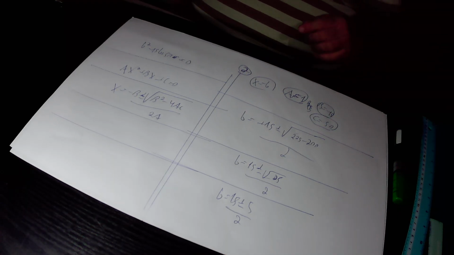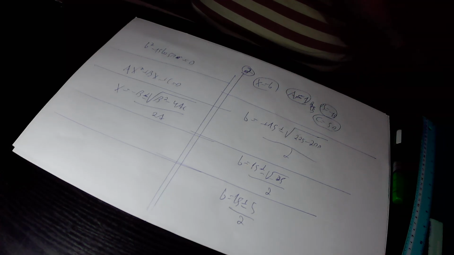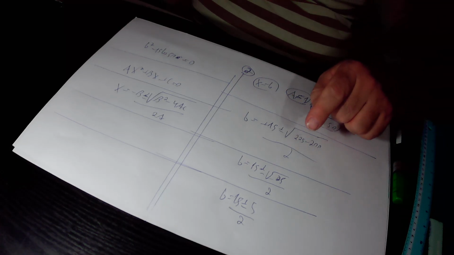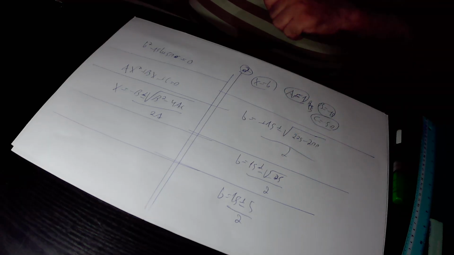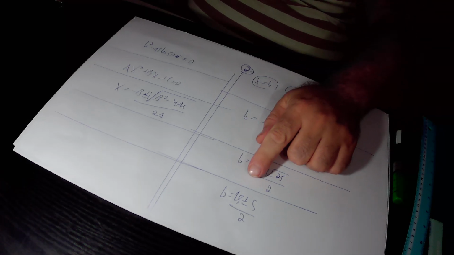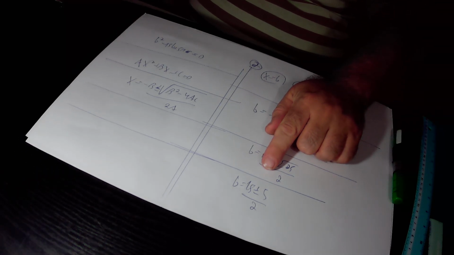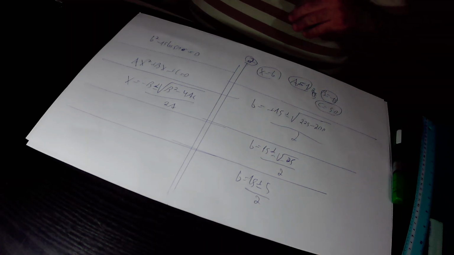So inside the root we have 225 minus 200, that is 25. And the square root of 25 is 5. So in total, we found out that b equals 15 plus or minus the square root of 25, over 2. The square root of 25 is 5, so b equals 15 plus or minus 5 over 2. Here we have two possible solutions for b.